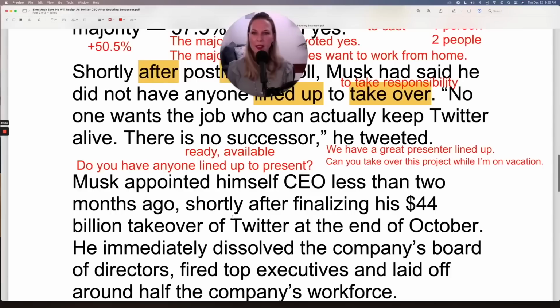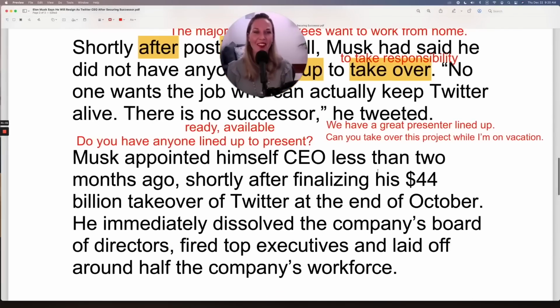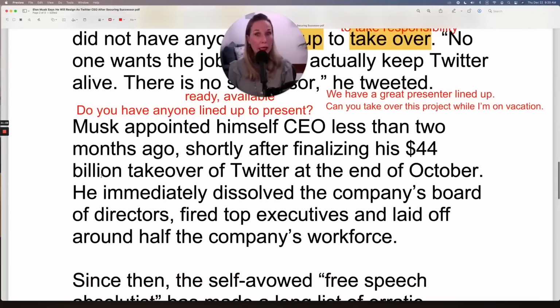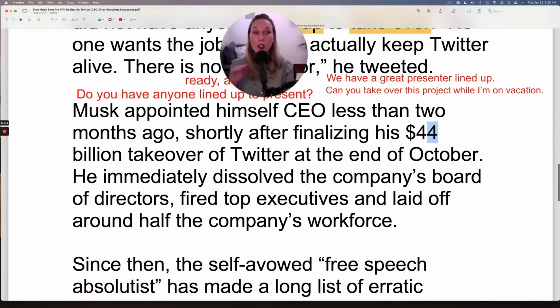All right, let's continue on. Musk appointed himself CEO less than 2 months ago. I didn't know that. Only 2 months he's been in the position. Shortly after finalizing his $44 billion takeover of Twitter at the end of October, that's a lot of zeros, 44 billion, he immediately dissolved the company's board of directors, fired top executives, and laid off around half the company's workforce.